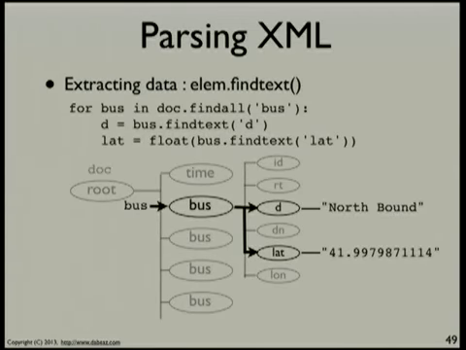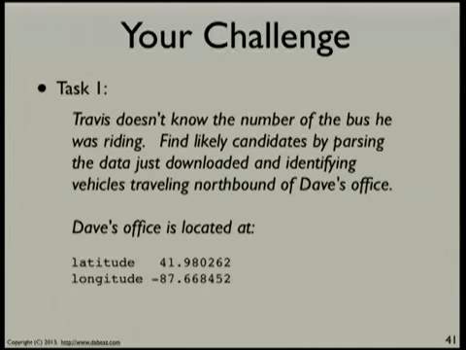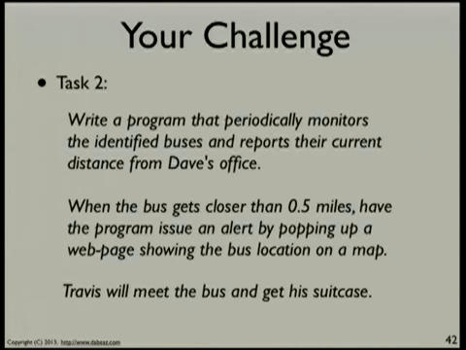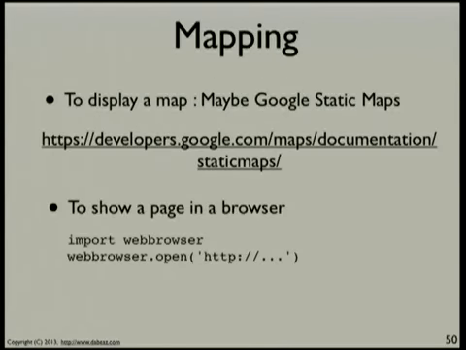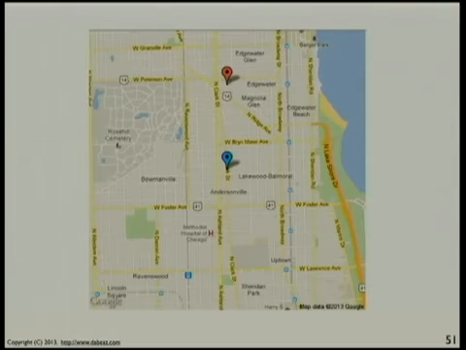If you want to do anything with a map, one of the things that I wanted you to do in the challenge here is if a bus actually got closer than half a mile to my office, I wanted you to pop it up on a map in a browser with a pin on it so that you could see where it was. If you want to do that, there's a lot of options, but an easy one that I'll have you look at is maybe the Google Static Maps API. You're going to have to look at the documentation a little bit for that, but it turns out that it's quite easy to just fire up a browser in Python. You can just use import webbrowser, you point it at something and it'll pop up a browser. So you'll get something like that.